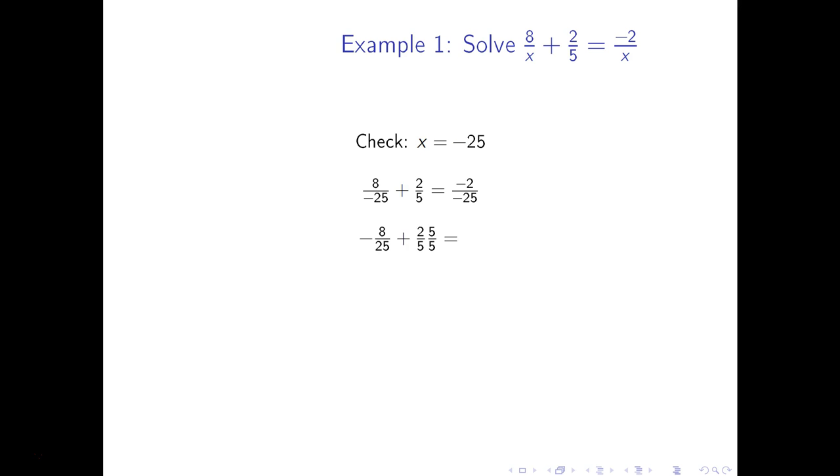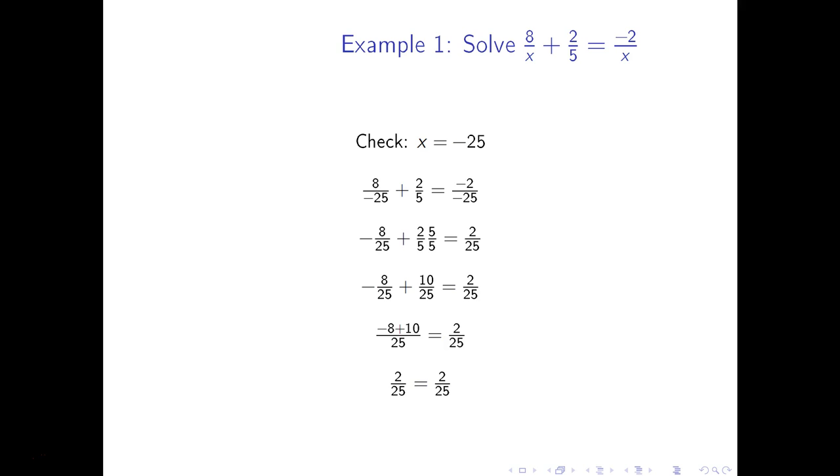So this one I'm going to multiply by 5 over 5. And notice it gives me this. And when you add those, I get negative 8 plus 10, so 2 25ths equals 2 25ths. Voila, our answer is correct. Now in this section, it is critical that you check your answers.